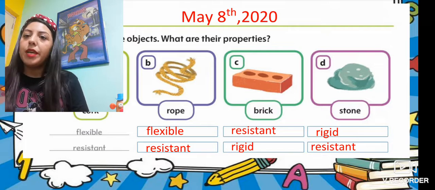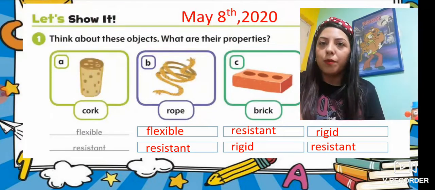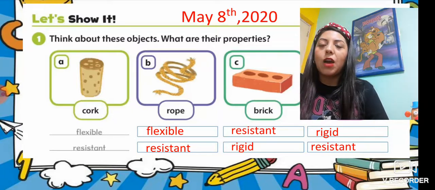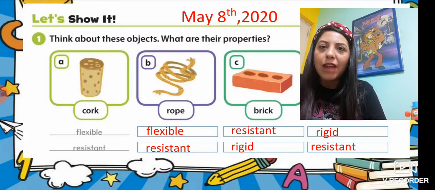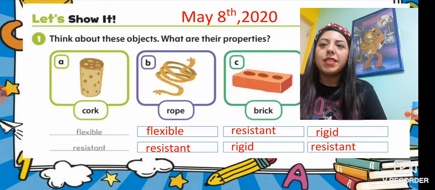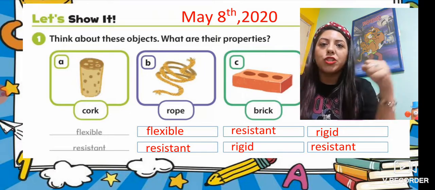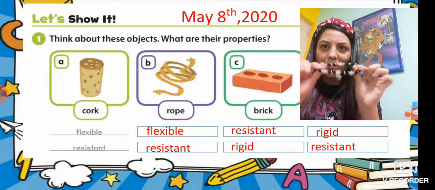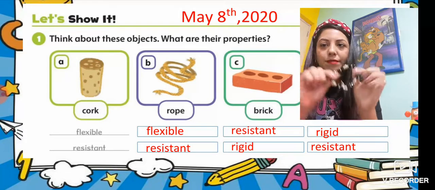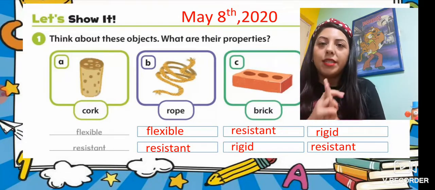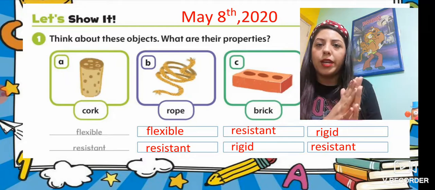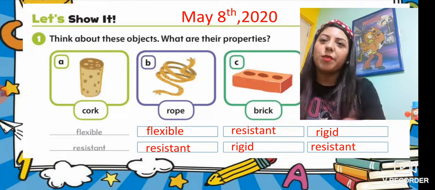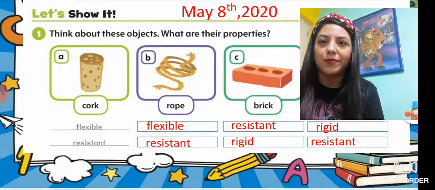For example, in the letter A, let me move my picture. In the letter A, we have a cork. A cork is flexible and resistant. Flexible is something that you can stretch, like my bracelet. This is flexible. You can stretch this. Resistant usually is something very hard to break, not like a glass. A glass you can break very, very easily.